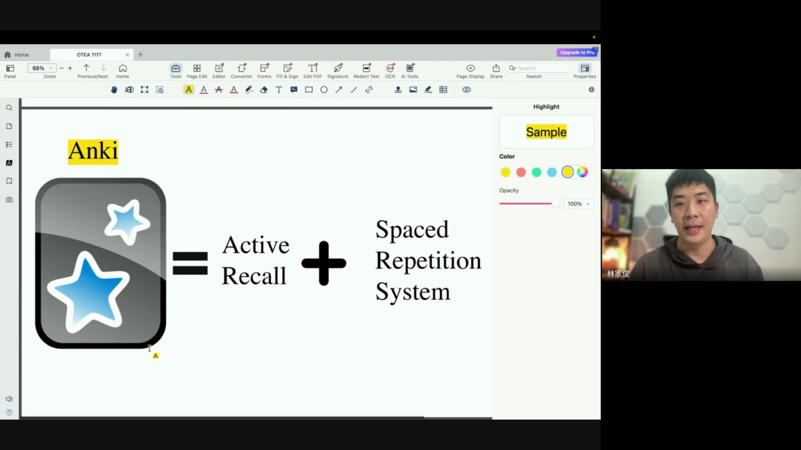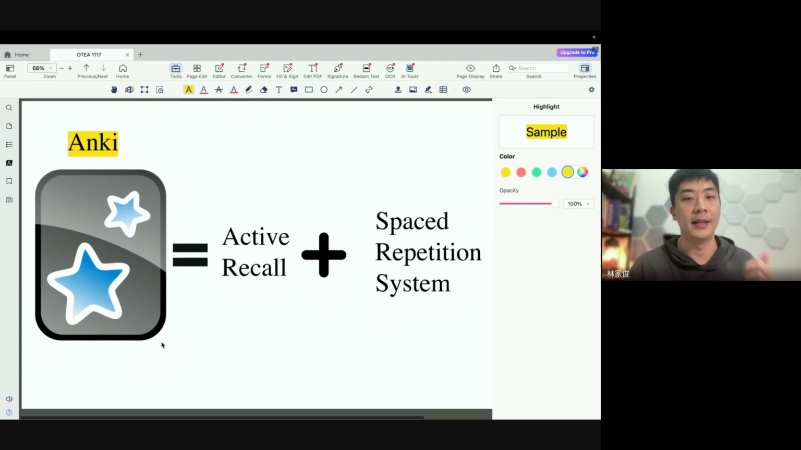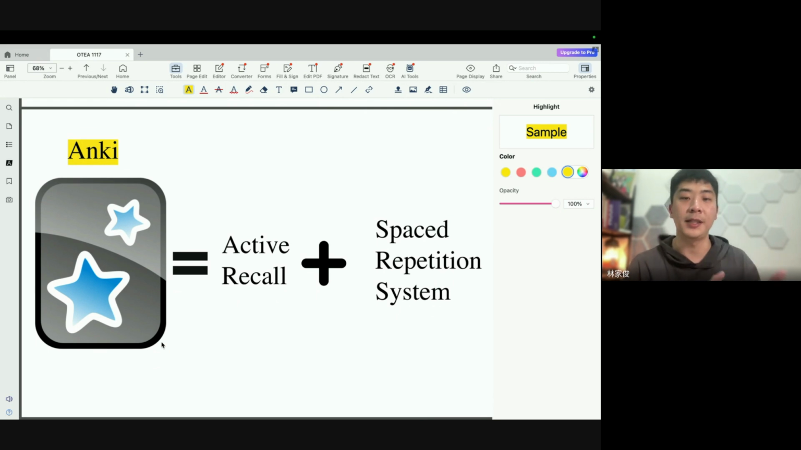Anki is an app that incorporates both active recall and the spaced repetition system. The spaced repetition system is what we have just discussed. It's the increasing intervals. The gaps are increasing.